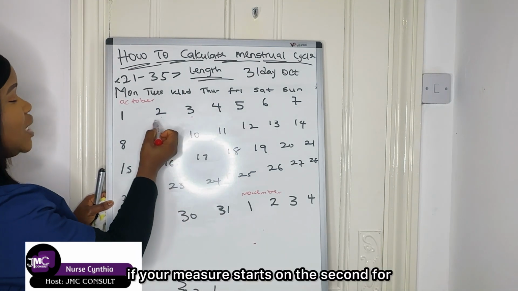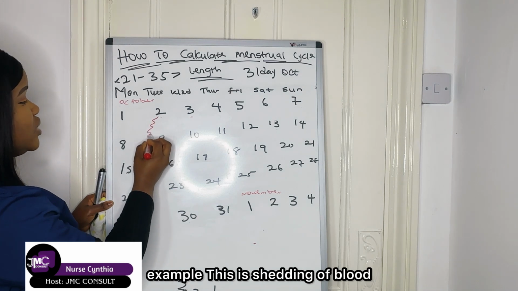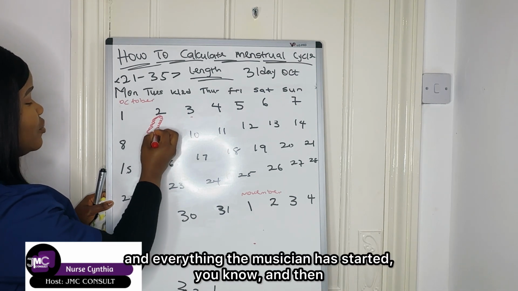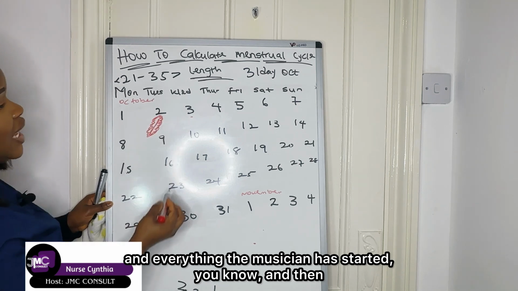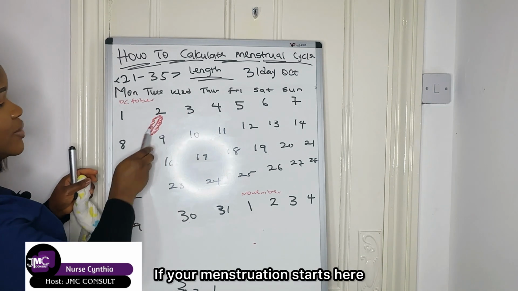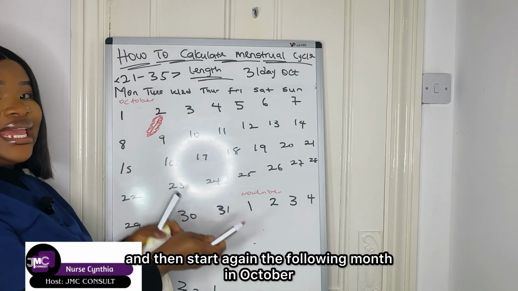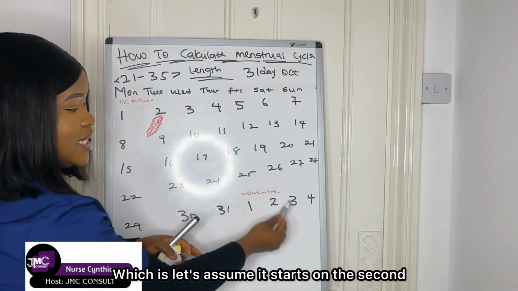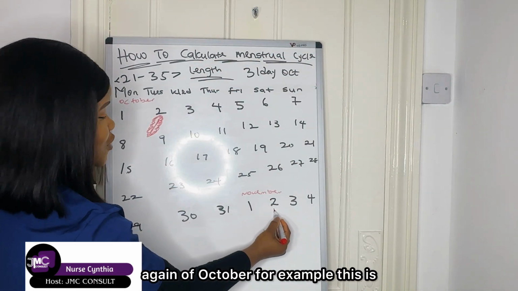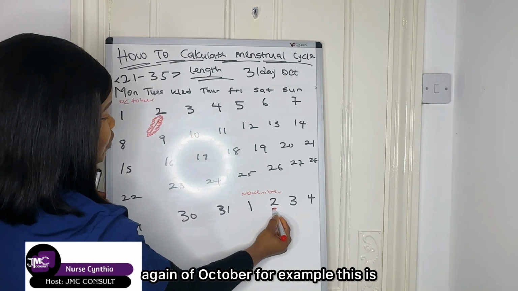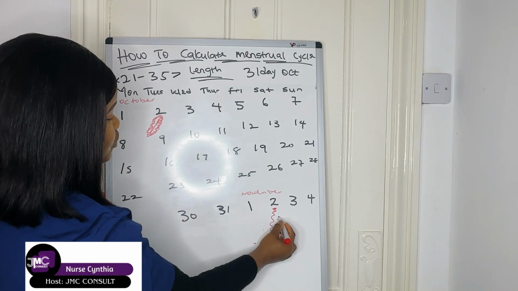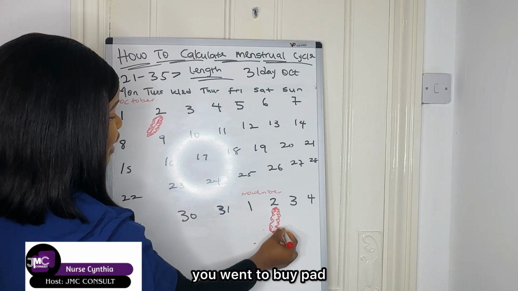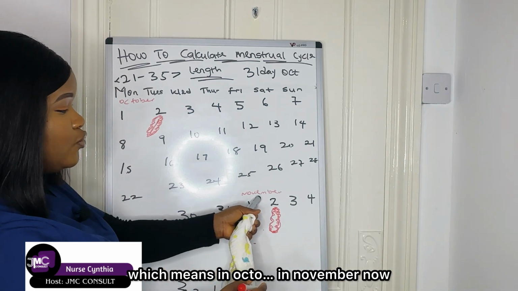If your menstruation starts on the 2nd, for example, this is shedding of blood. This is when you went to buy pad and everything. Your menstruation has started, and then if it starts again the following month, let's assume it starts on the 2nd again. This is when your blood started shedding off. You went to buy pad, which was in November.